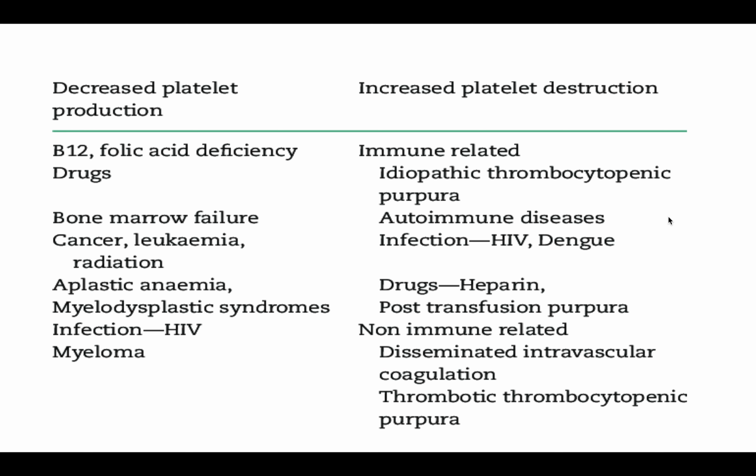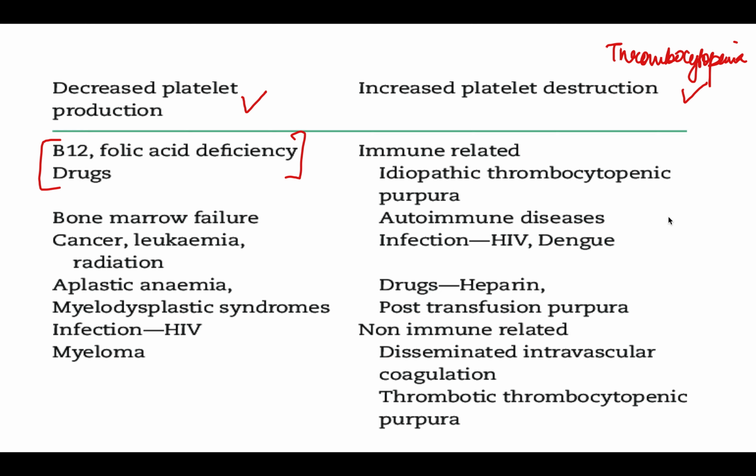Now what are the reasons behind bleeding disorders? They are mainly disorders of platelets. Platelet production can be decreased or platelet destruction can be increased. These are the reasons behind thrombocytopenia. So thrombocytopenia can be due to decreased platelet production or increased destruction. Now decreased platelet production can be seen in pancytopenia. So these are the reasons of pancytopenia.